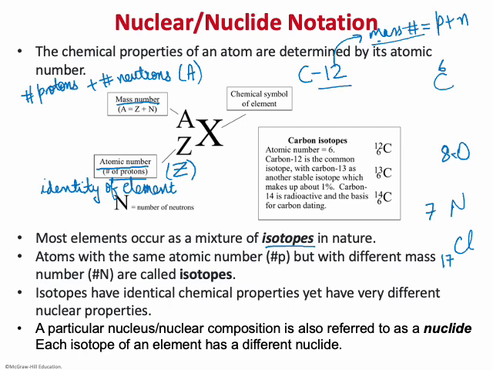So if I say carbon 12, that means I'm telling you the mass number is 12 and the atomic number is 6. Where do you find the 6 from? The periodic table, because I told you it's carbon.